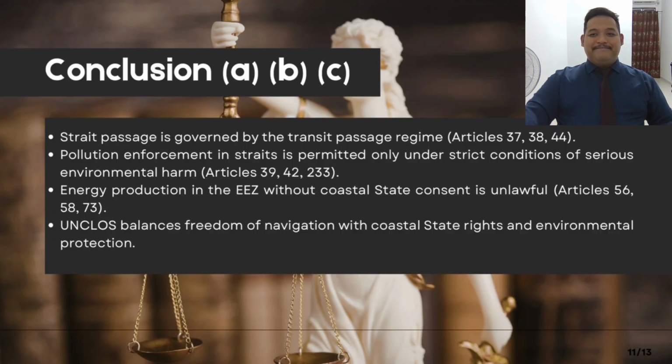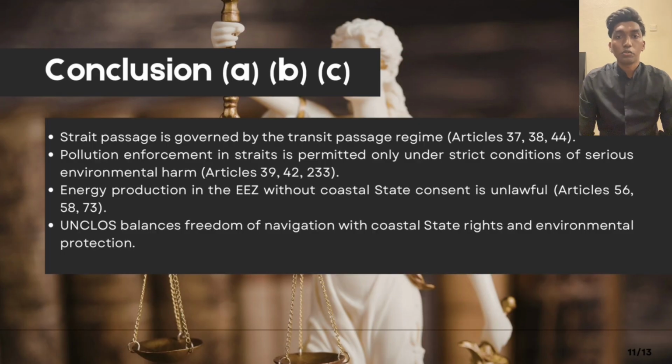Thank you. Alright, as a conclusion, as shown in our slides, strait passage is governed by the transit passage regime under UNCLOS, which allows ships to pass continuously and without interruption. While limiting coastal state sovereignty, pollution enforcement in international straits is only permitted under strict conditions where the pollution is serious and causes major environmental harm.